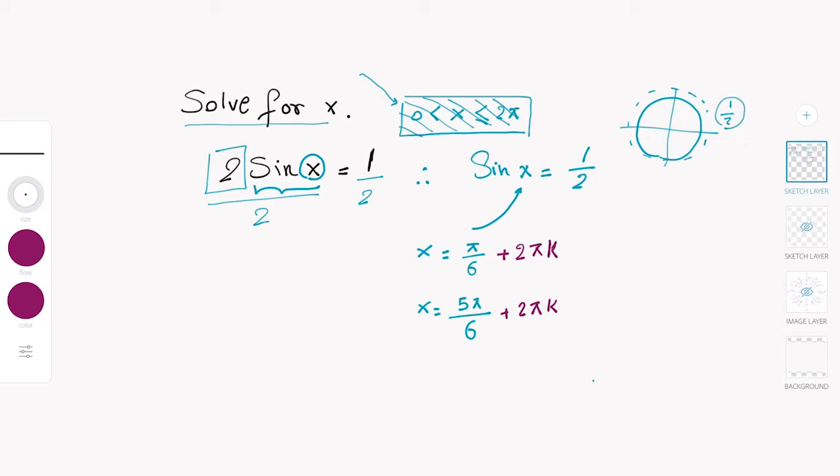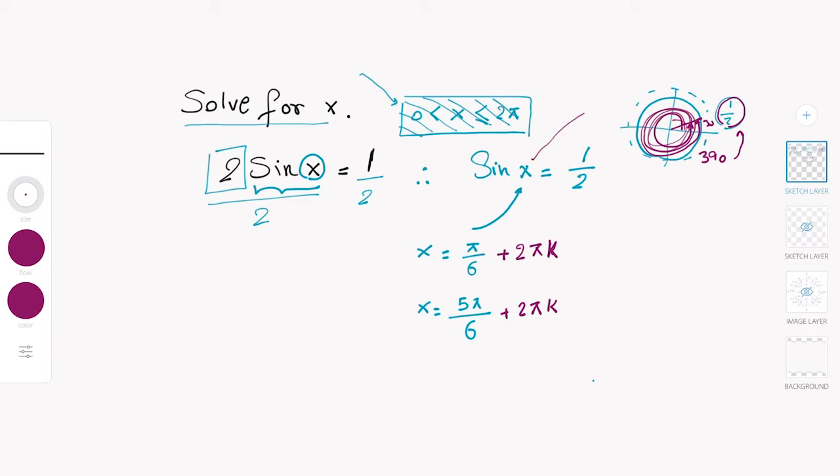Why do we need to do this? Because at 30 degrees, we know sine of that is 1/2. Also at 390, sine of that is 1/2. Also, if we do 2 revolutions and end up here again, we're going to get 1/2. So we will have an infinite number of solutions where sine of that equals 1/2.